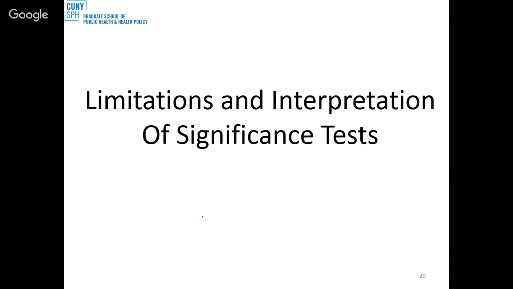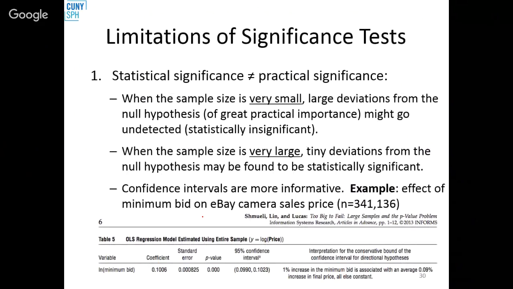I've given you lots of examples and neat stuff about these hypothesis tests, but I want to talk a little bit also about their limitations and about the interpretation of them. Some limitations to be aware of. First is that statistical significance, which you will assess with a p-value or by comparing to the critical value of the test statistic, is not the same thing as practical significance.